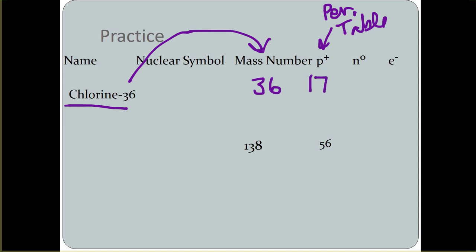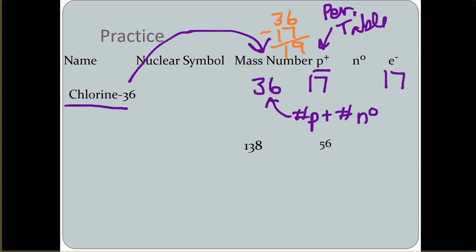Well, if we have 17 positive charges with protons, then we need to have 17 negative charges. So that atomic number tells you the number of protons and also the number of electrons. And how we get the 36, remember the mass number is the number of protons plus the number of neutrons. Remember, electrons do have a mass, but so little we ignore it. So I need to take the number 36, which is our mass number, and subtract 17 protons, and I will get 19 neutrons.